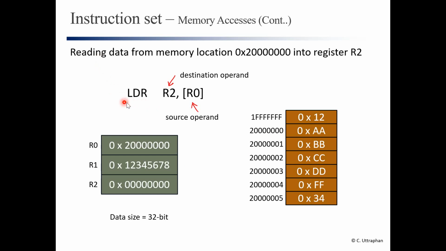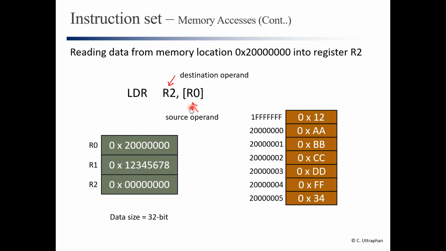Now, we will look at the load instruction, the LDR. Observe that now the left-hand operand is the destination operand, while the right-hand operand is the source operand. This LDR instruction will move the 32-bit value, or word size, from the memory into the register.